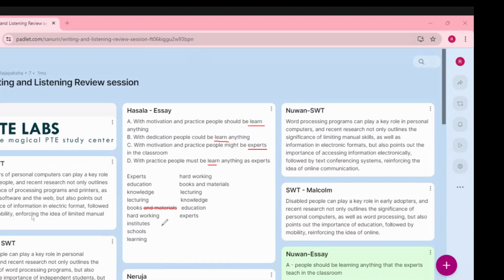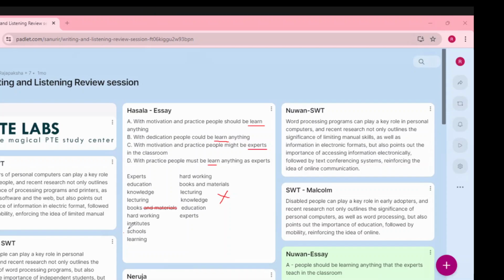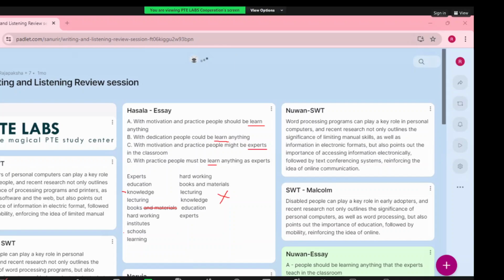Hardworking, okay. Institutes, schools, learning. 1, 2, 3, 4, 5, 6, 7, 8, 9. So to fill 1 to 6 blanks, you have to take starting from 8 upwards. School, institutes, like that way. This is wrong. Okay, got my point? Take from here, starting from here, you can take schools, institutes, hardworking, books, lecturing, knowledge, up to here. Okay, so work on those mistakes, Hustler.